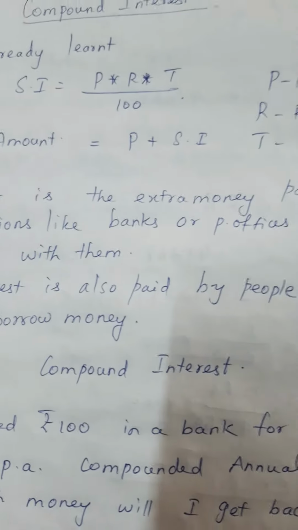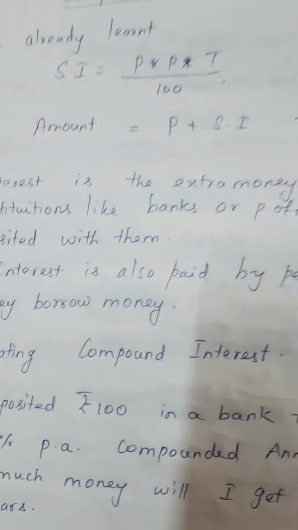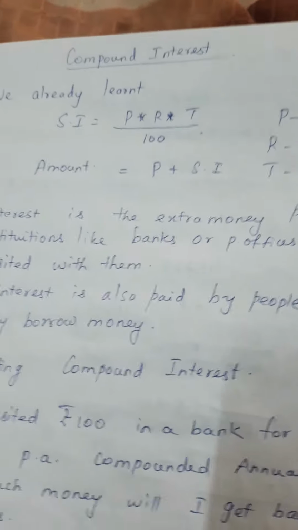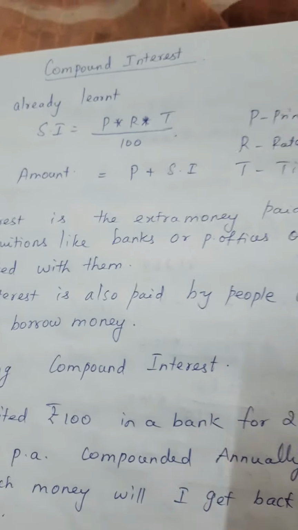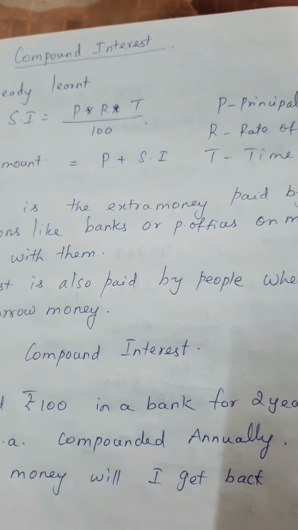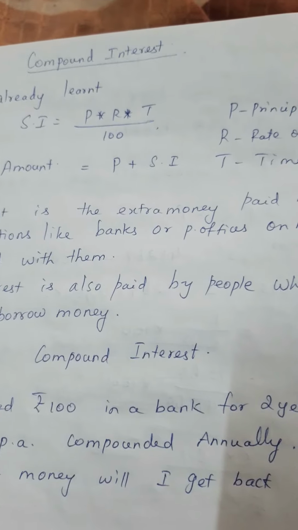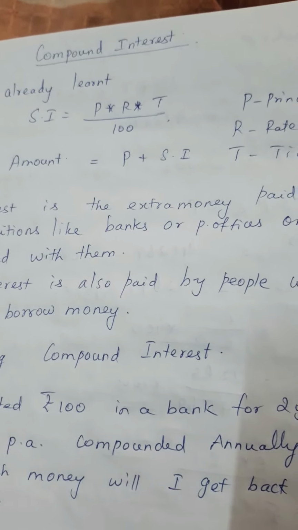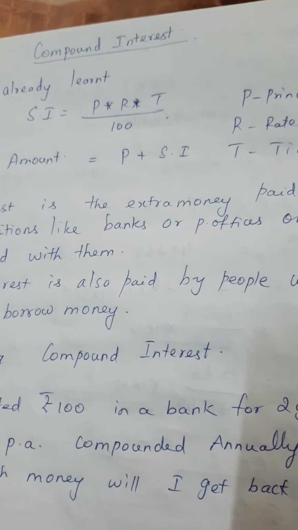When the teacher says simple interest, you say, "I know, ma'am, what simple interest means: P into R into T by 100." P is principal, R is rate of interest and T is time. Yes, of course, you are right. And when you find the amount in the simple interest case, you add the simple interest to the principal, which gives you the amount. Principal plus simple interest gives you the amount.